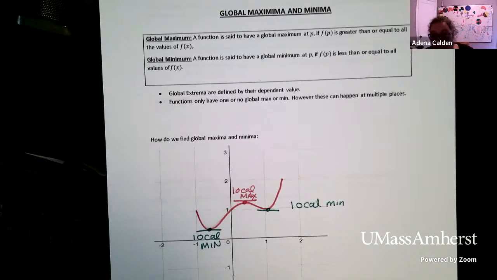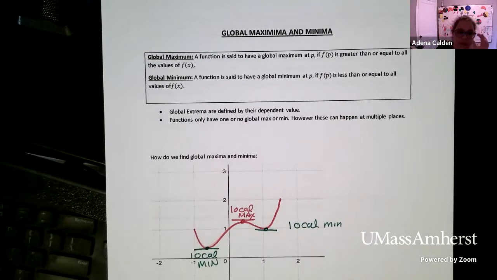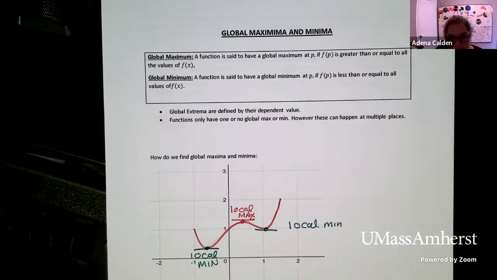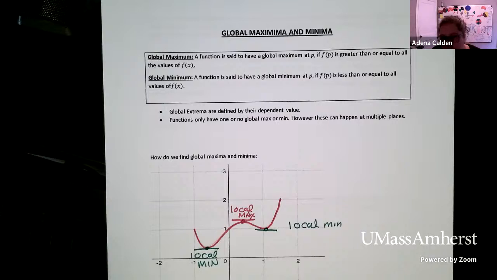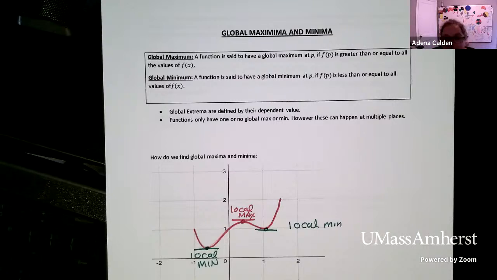Today we're talking about something called global maximums and minimums. This is also referred to as absolute maximums and minimums in math, so you might hear that wording. Global and absolute mean the same thing. A function is said to have a global maximum at some point p if f of p is greater than or equal to all the values of f of x.